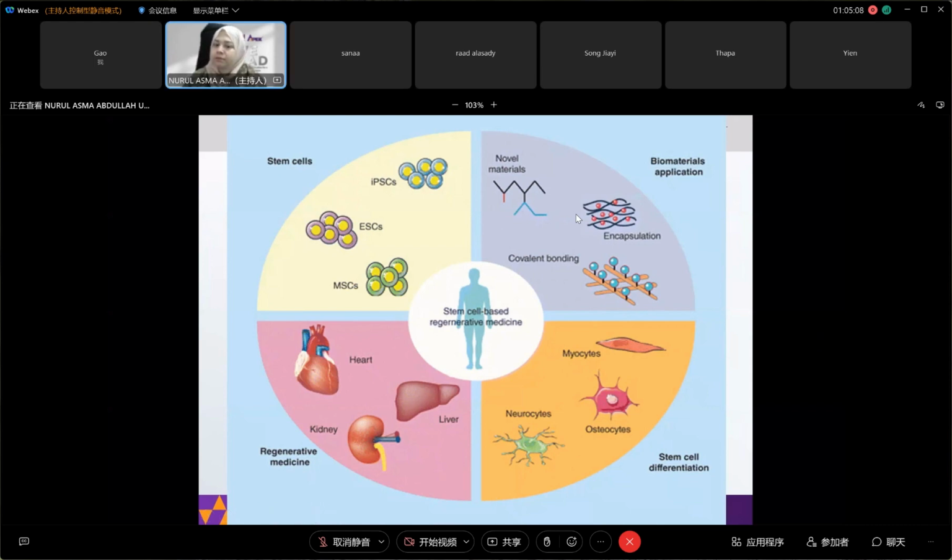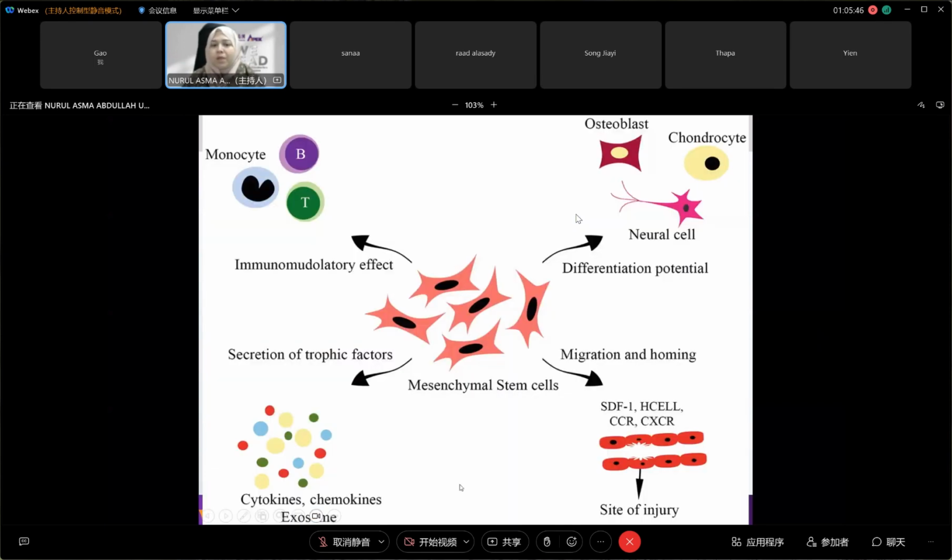Okay, so in stem cell based regenerative medicine, when we're talking about regenerative medicine, either we use the cells individually, or sometimes we couple the stem cells with biomaterials, a carrier or a scaffold, so that the cells can differentiate and regenerate to form certain structures.